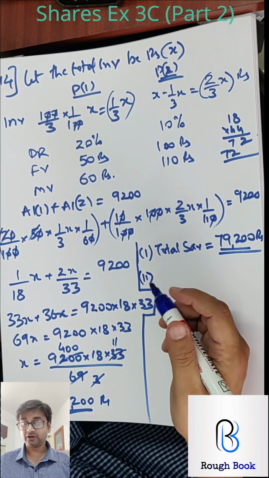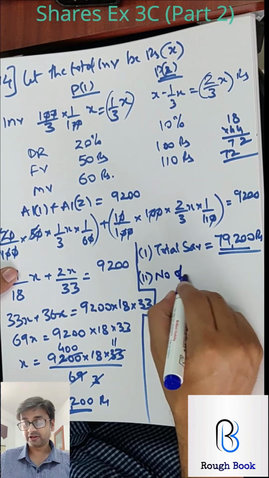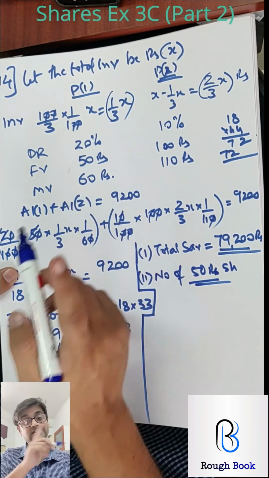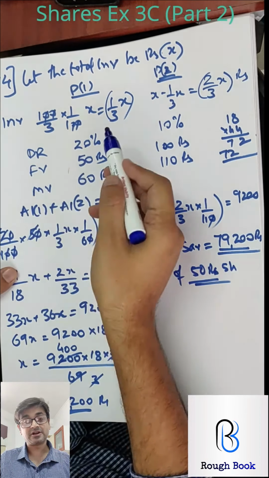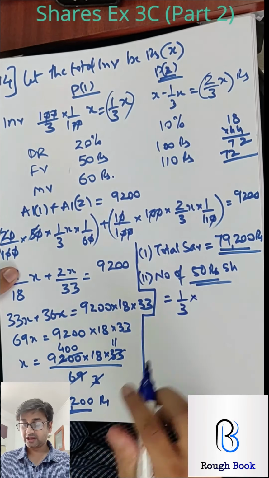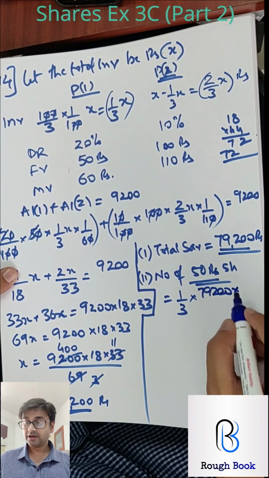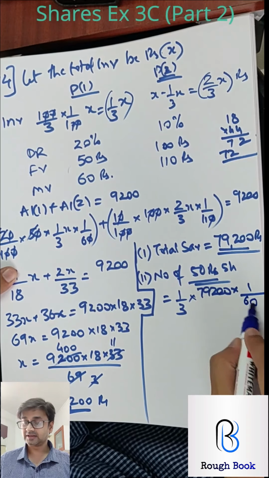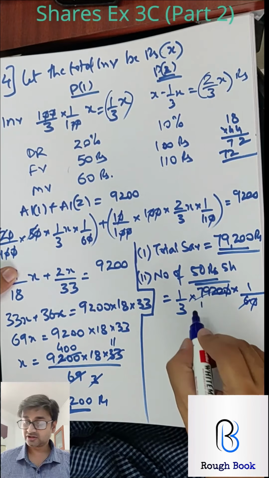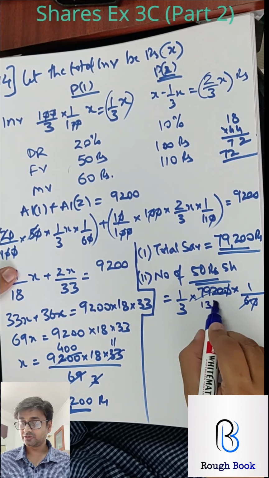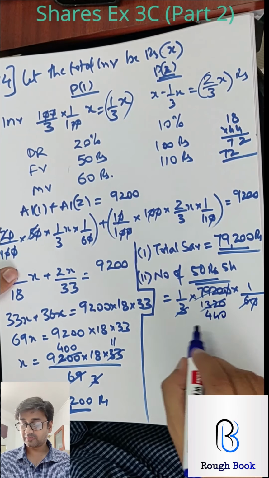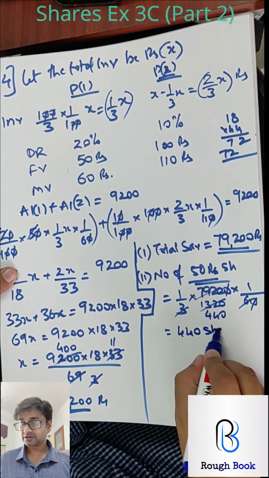Second part, number of 50 rupees shares. 50 rupees shares means the first type of shares. This is similar to the previous one, you remember, you have to do investment by market value now. So investment is 1/3 x. So 1/3 x is 79,200 into 1 by market value, that is 60. So 1 0 goes away. 6 ones are 6, 6 3s are 18, 2 0. And 3 further, 3 4s are 12. So number of shares are 440 shares.